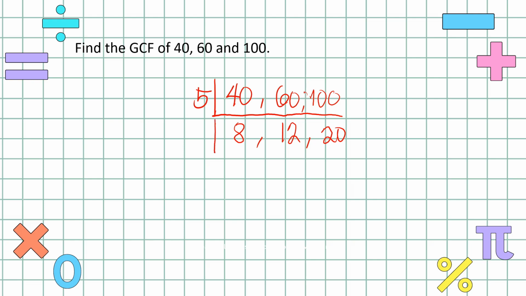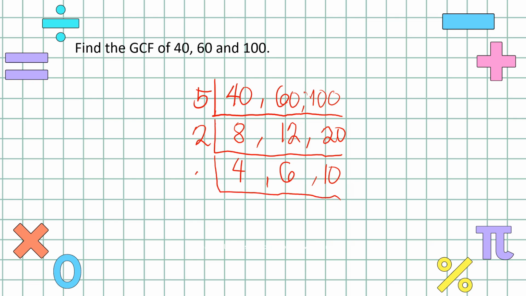It's the same process again. We'll just continue thinking of another prime factor, and I can think of 2, or we can use 2. 8 divided by 2 is 4. 12 divided by 2 is 6. 20 divided by 2 is 10.